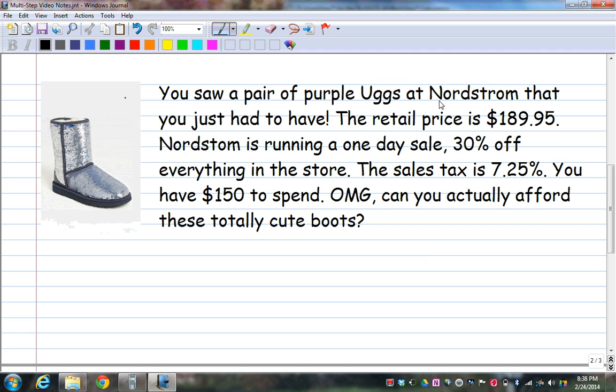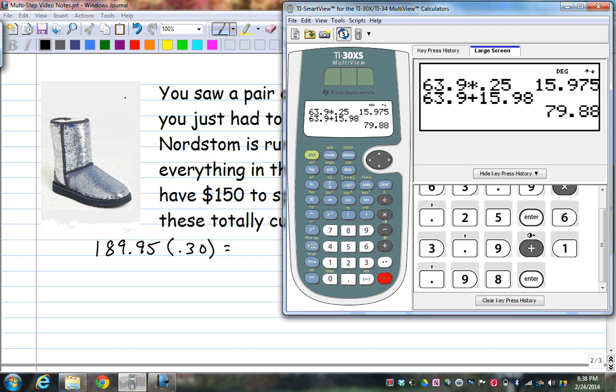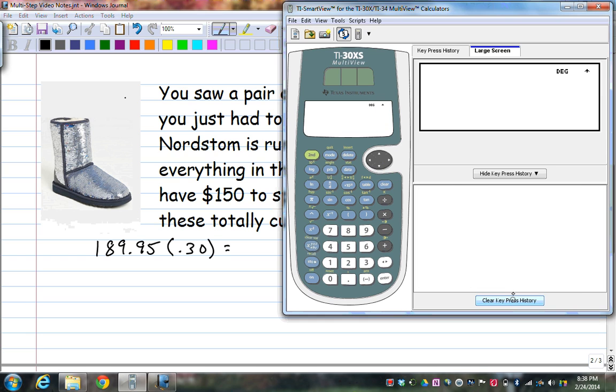So, what you're going to do is take 189.95, and you say, all right, well, the first thing is I'm going to get 30% off just for shopping here today. So I'm going to multiply by 0.30. I'm going to clear this out.